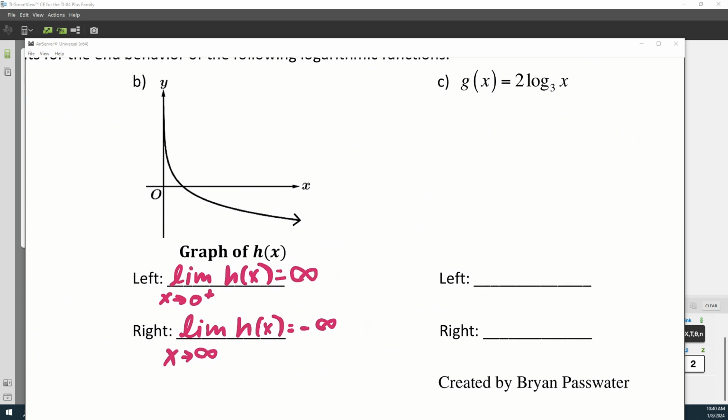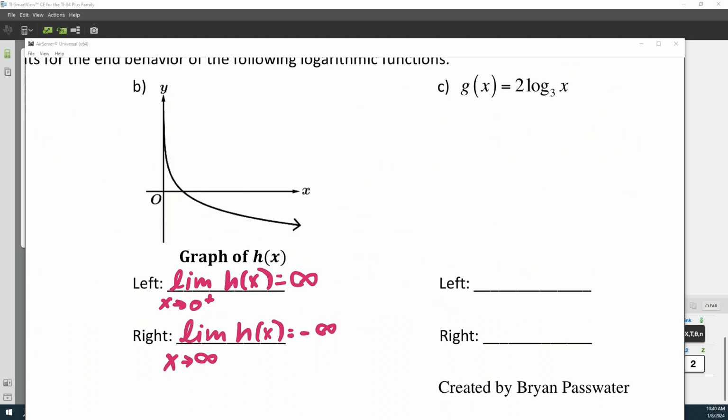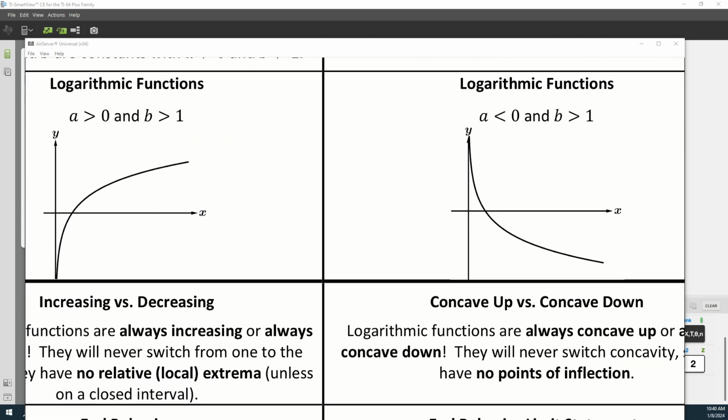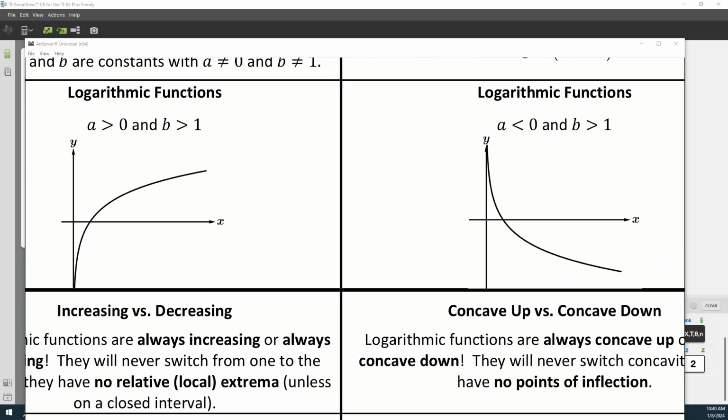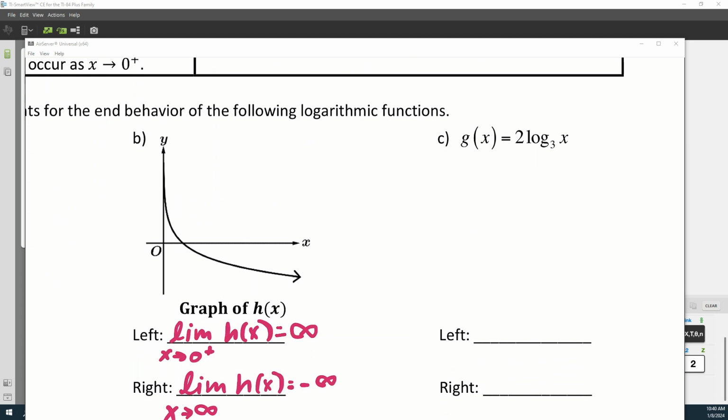Now, on your worksheet, I think all of these, you're not going to have the graph. You're just going to have the equation. So you can either remember what the logarithm graphs look like or come back to this table, and eventually you're going to remember what they look like. But this one has a positive number in the front, so that's going to be the basic parent function of a logarithm, which is going to look like that.